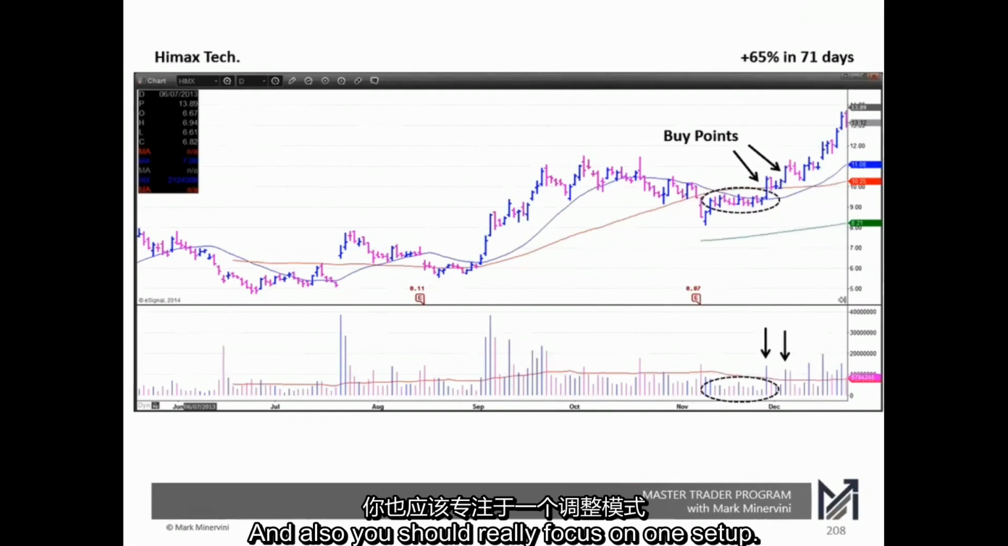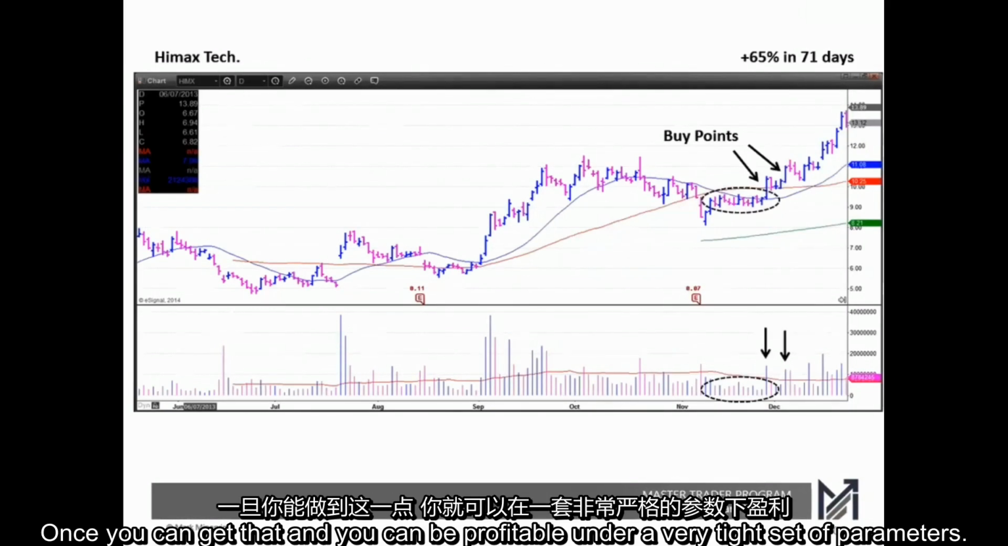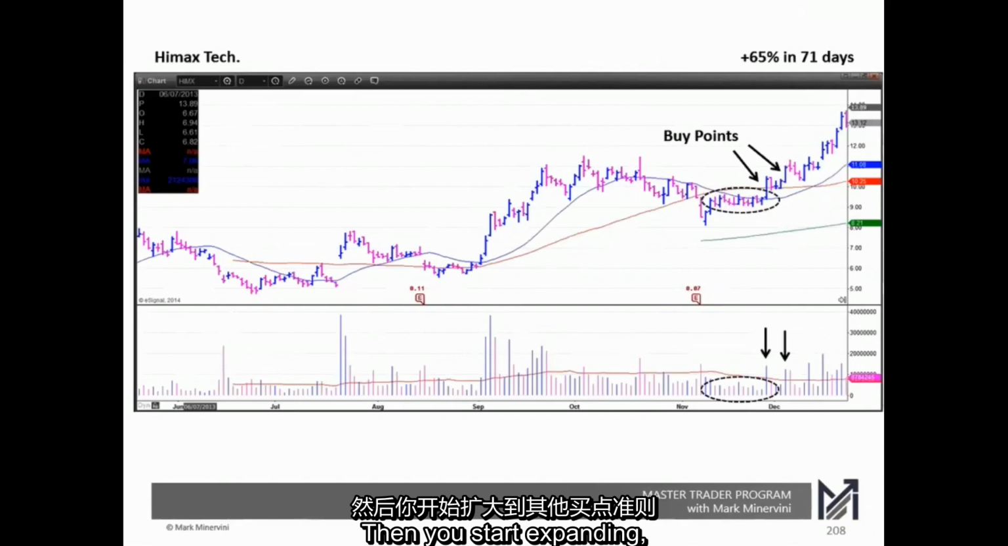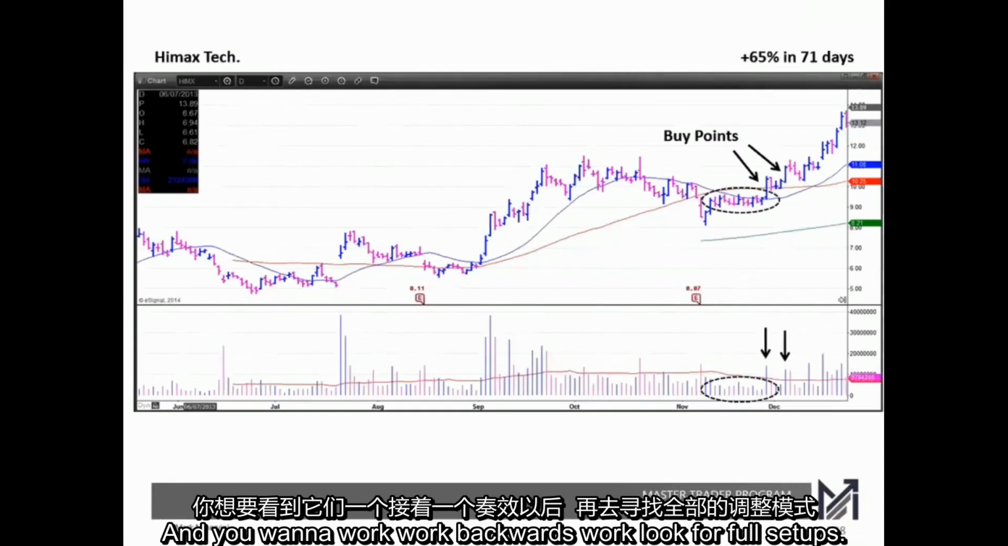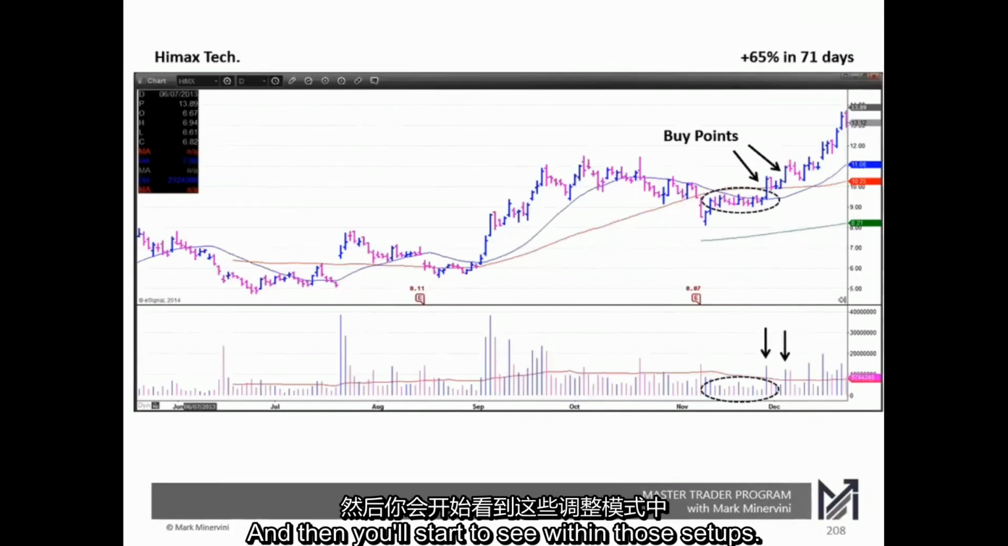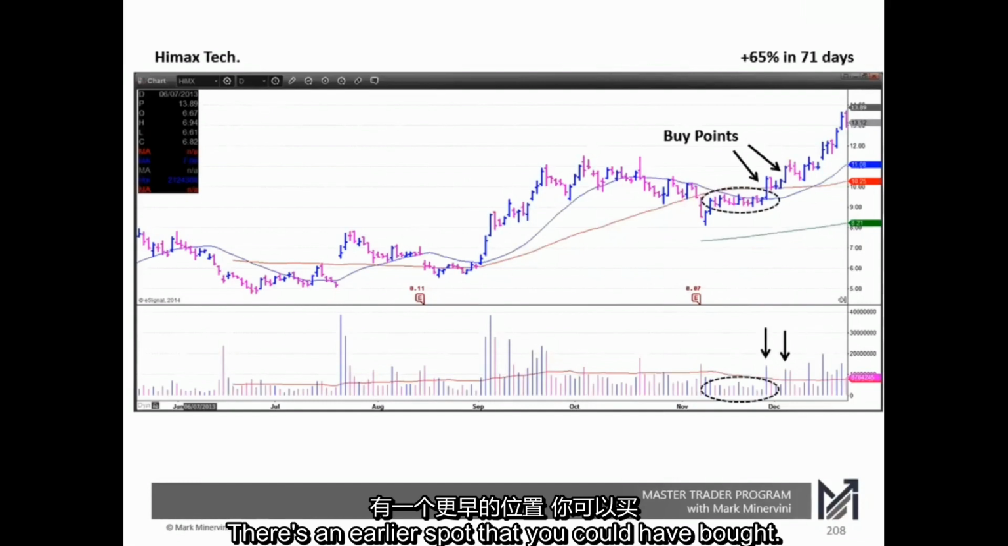And also, you should really focus on one setup. And once you can get that and you can be profitable under a very tight set of parameters, then you start expanding. But you want to have all this knowledge to know how it all ties together and the chronology of it. And you want to work backwards, look for full setups, and then you'll start to see within those setups if there's an earlier spot that you could have bought.